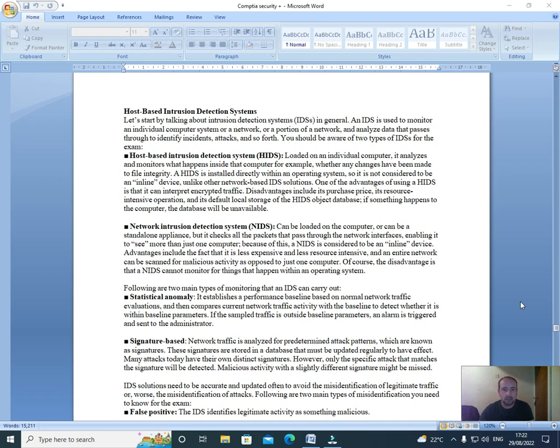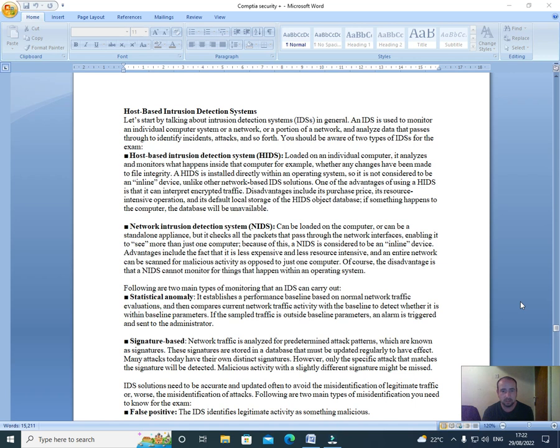Host-based intrusion detection systems. Let's start by talking about intrusion detection systems, IDS in general. An IDS is used to monitor an individual computer system or network or a portion of a network and analyze data that passes through to identify incidents, attacks, and so forth.